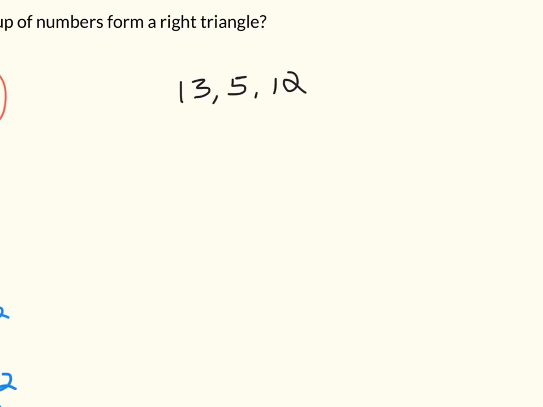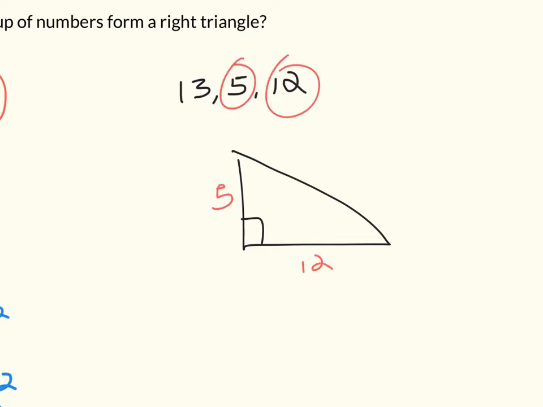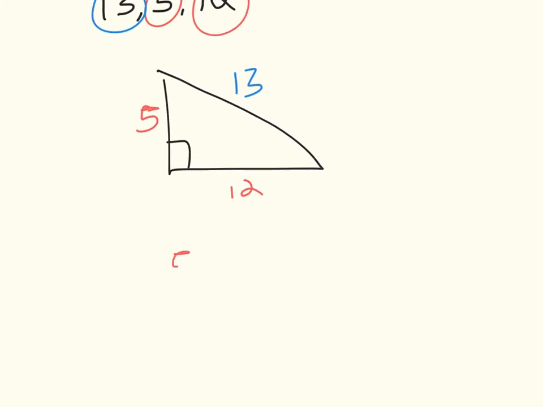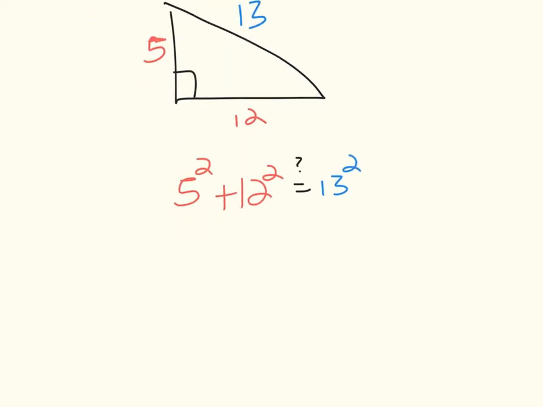Let's try here on the left, 13, 5, and 12. So here's my right triangle. My question is, if 5 and 12 were the legs of a right triangle, would I get 13 as its matching number? Let's find out. 5 squared plus 12 squared, does that equal 13 squared?